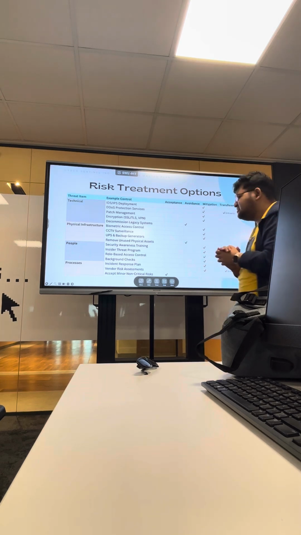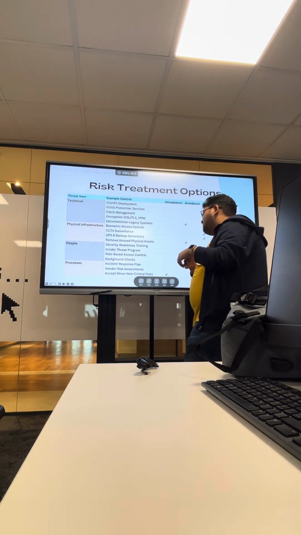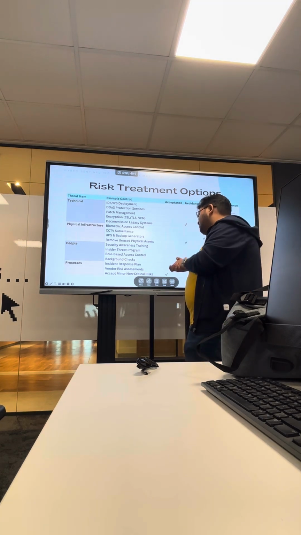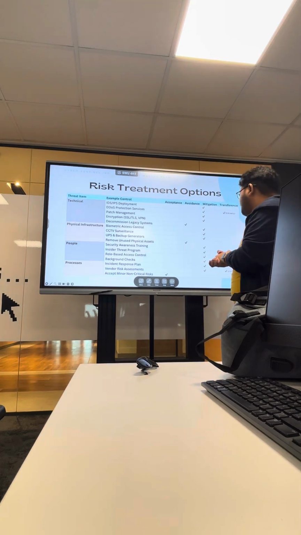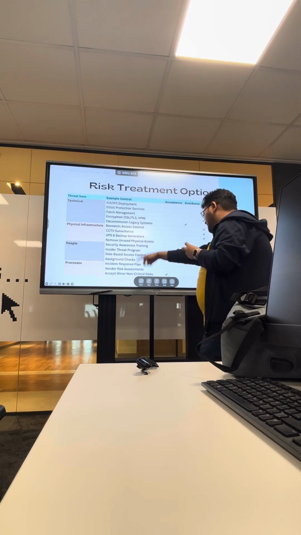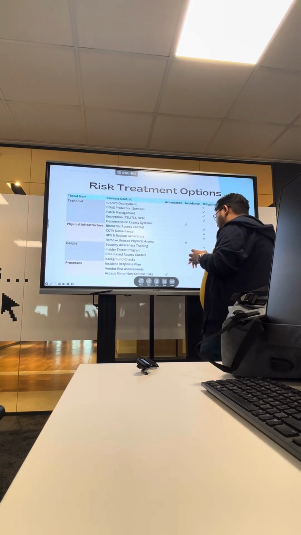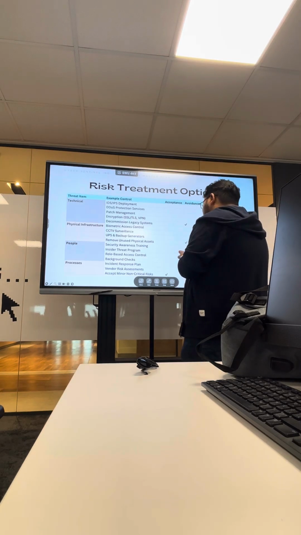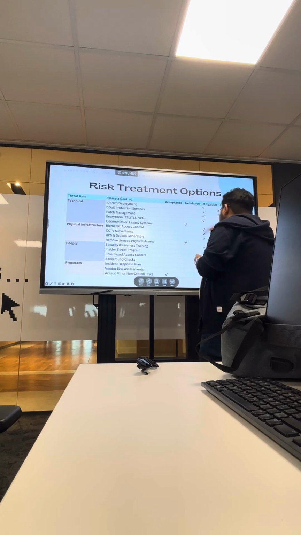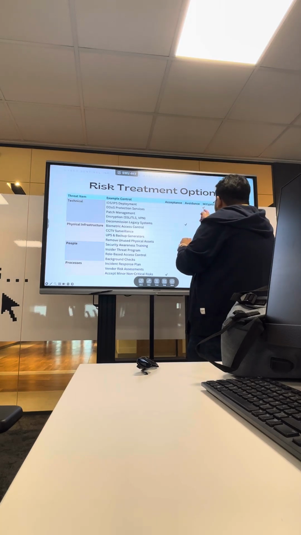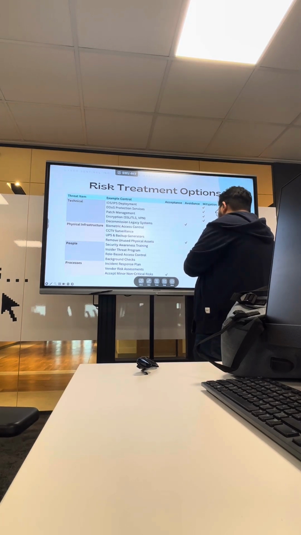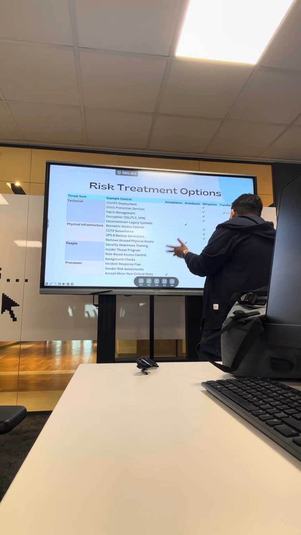At last but not the least, the processes. In terms of process, we got the IR plan, we got the vendor risk assessment, and we have accept minor non-critical risks. So for the minor non-critical risk, we can simply accept the risk, and for the remaining, the IR plan and vendor risk assessment, we have to mitigate the risk, because we can't accept or avoid or transfer it to the third party. For the vendor risk, we can also transfer it to the third party.